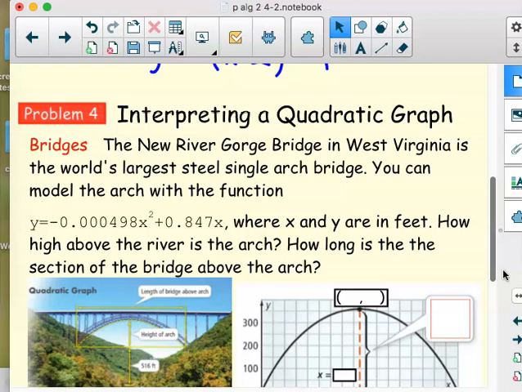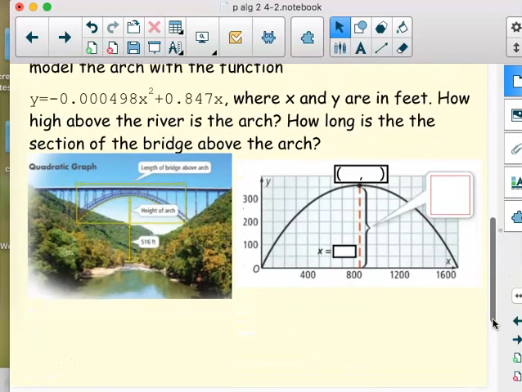We're going to talk through this word problem. And this says, interpreting a quadratic graph. The New River Gorge Bridge in West Virginia is the world's largest steel single arch bridge. You can model the arch with the function, and you're going to notice it's got nasty decimals. That's because life is never pretty. Life never has those nice integers for us. Y equals negative 0.000498x squared plus 0.47x. Where x and y are in feet. How high above the river is the arch?